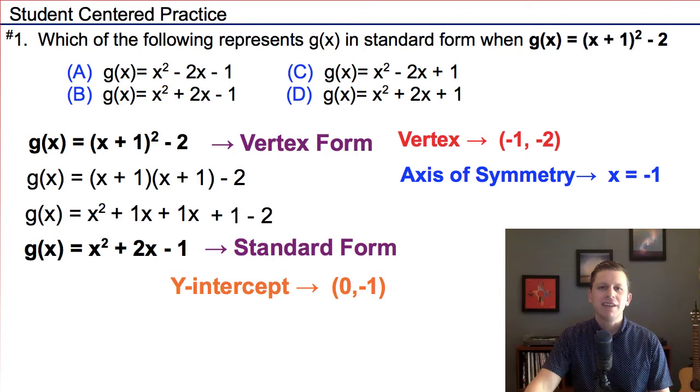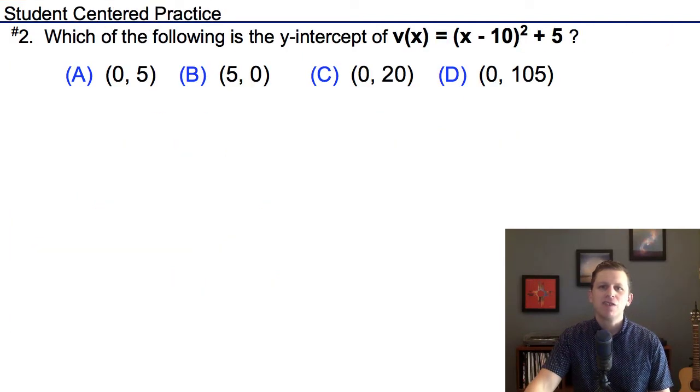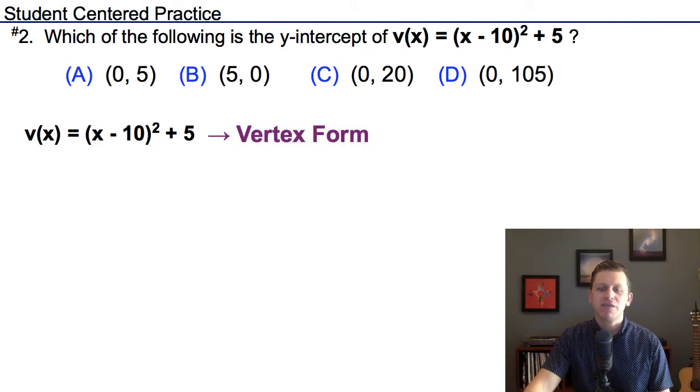Let's try a second example. In this example here, which of the following is the y-intercept of the function v of x? Let's first start this problem by rewriting v of x. v of x right now is written in vertex form, so I can very easily find the vertex. Remember that the vertex has an x value that's the opposite sign of what's on the inside and the same sign as what's on the outside. That makes the vertex of this (10, 5).